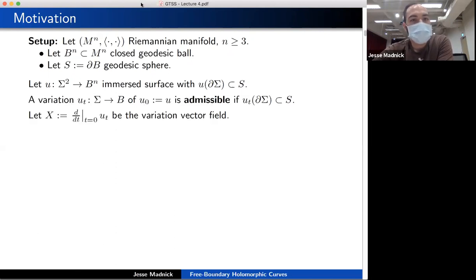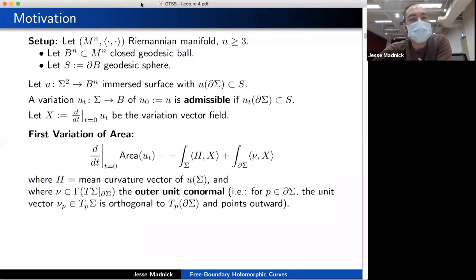And we want to study variations of this surface, but we only allow for certain kinds of variations. Okay, these variations are called admissible, and they're the variations such that we continue to require that the boundary of the surface lies on the sphere. Okay, so we're sliding the surface inside the ball, but in such a way that the boundary has to continue to lie on the sphere S. Okay, so these are the admissible variations. Okay, and given an admissible variation, we'll let X be its variation vector field.